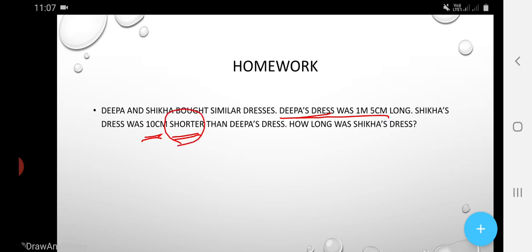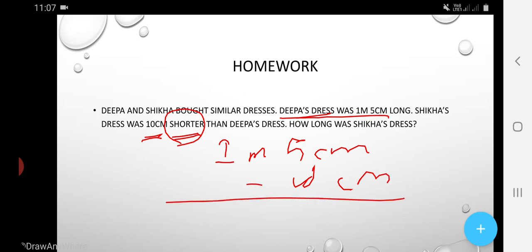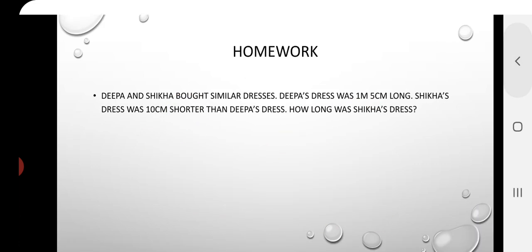So we have to subtract the number 10 centimeter from 1 meter 5 centimeter. Why? Because Shikha's dress was shorter than Deepa's. So if I subtract 10 centimeter from Deepa's dress, I will get Shikha's dress. That is the length of Shikha's dress. So what should be the answer? The answer should be the subtraction. You have to perform this and tell me the answer.